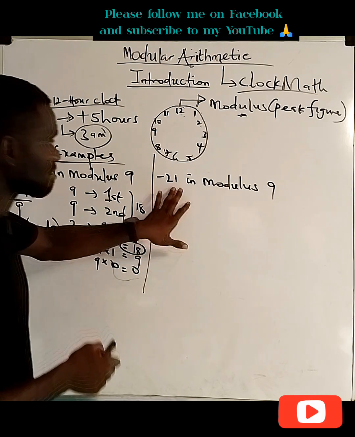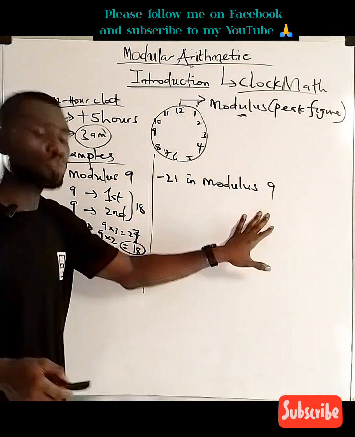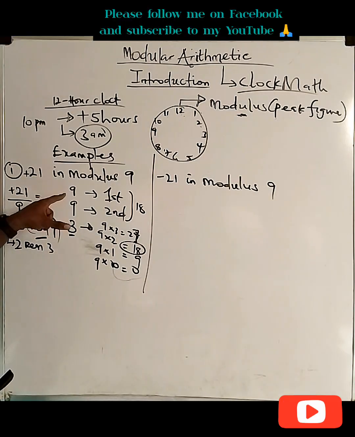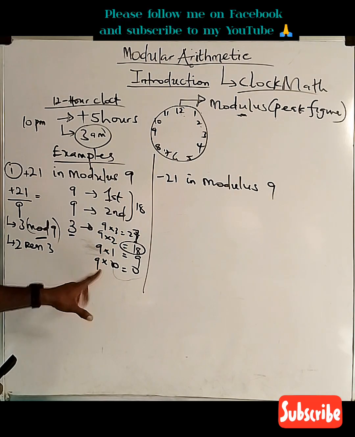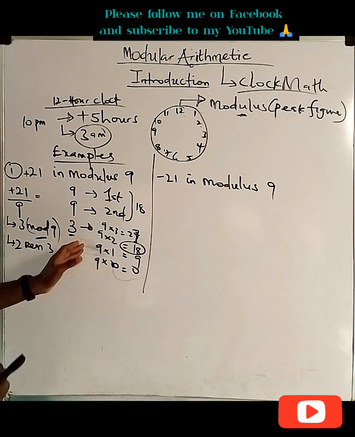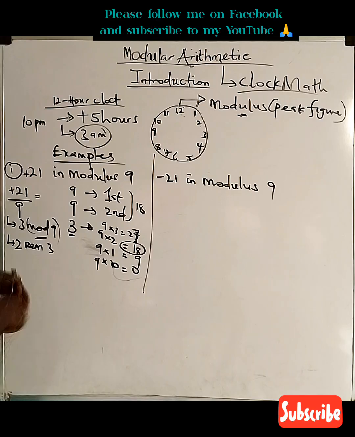So let's see what the negative stuff is. Minus 21 in modulus 9. How do we solve minus 21 in modulus 9? It's still the same thing, but this time around, unlike when we have positive 9, a positive result, these ones are positive. That is plus 9 times 0, 0, plus 9 times 1, plus 9, plus 9 times 2, plus 18, and so on and so forth. We keep looking for 21.